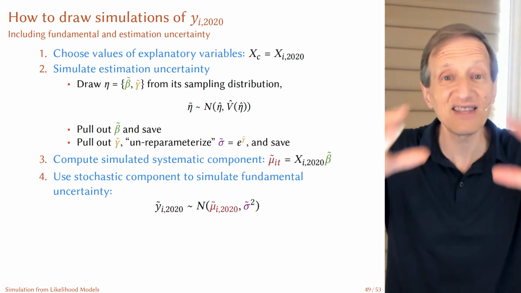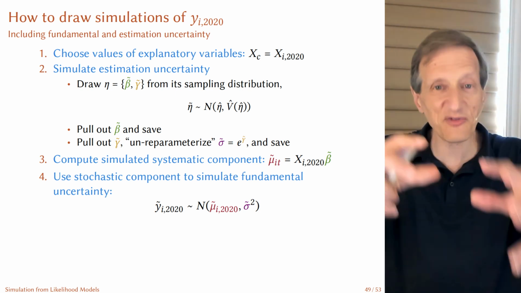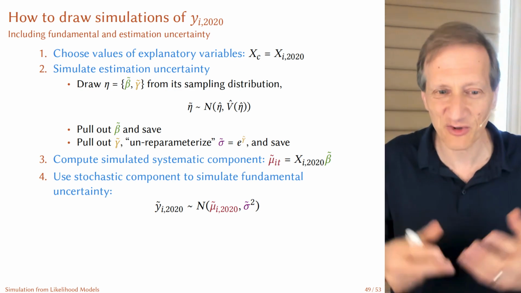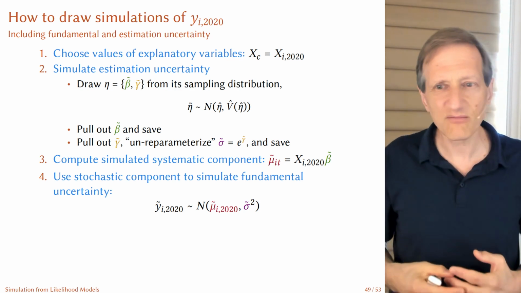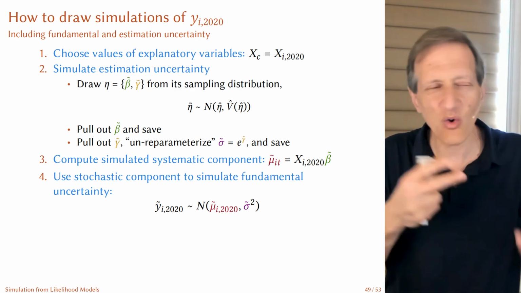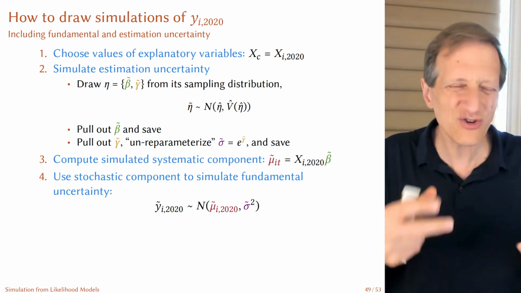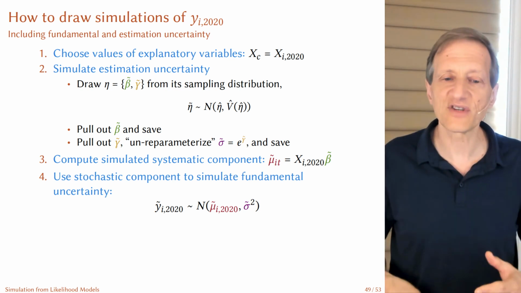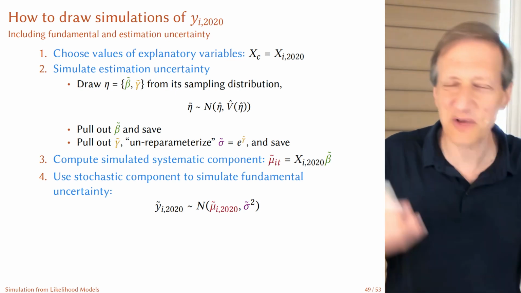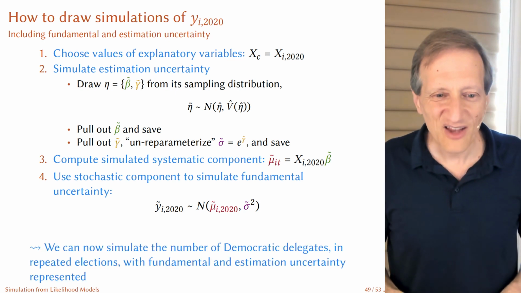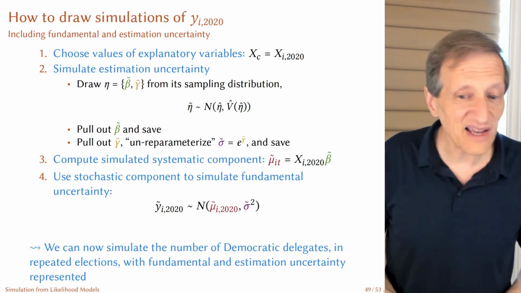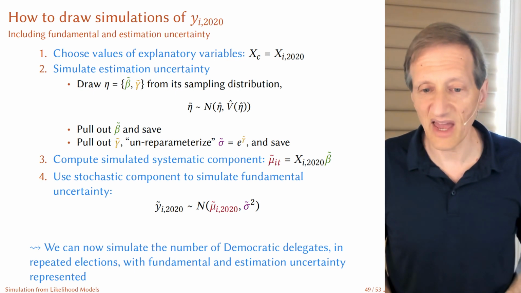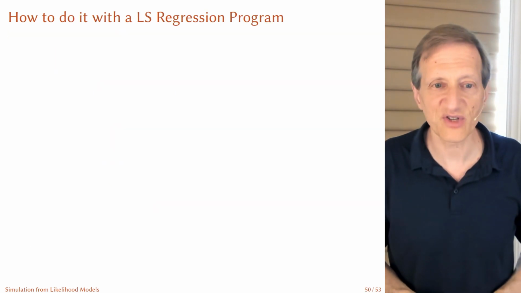So now we've reflected the entire model. The simulation process reflects the entire model. If you can understand how to simulate from a model, you probably understand the model. So it's actually a great thing to do, even just to understand the model. Sometimes you don't quite understand the model, and a good question is, how would you simulate from this model? Because once you understand that algorithm, then you probably understand the model itself. And if you understand the model itself, you'll be able to do the simulation and calculate quantities of interest. So we can now simulate the number of electoral college delegates in repeated elections using all of the appropriate uncertainty, fundamental and estimation uncertainty represented.